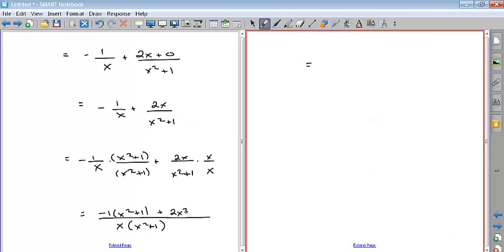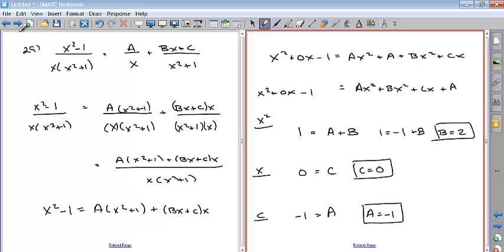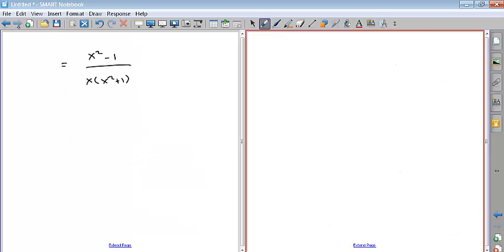So I'll have 2x squared minus 1x squared, which is 1x squared. And then I have negative 1 times 1, which is negative 1. And I divide by x times x squared plus 1. Let's go back to the original equation. You see that's what I've got. So they're equivalent to each other.